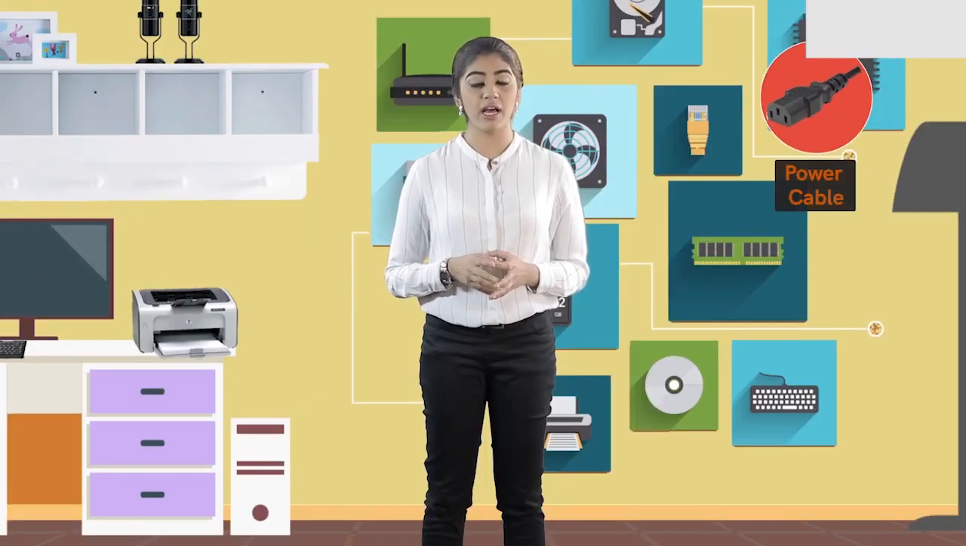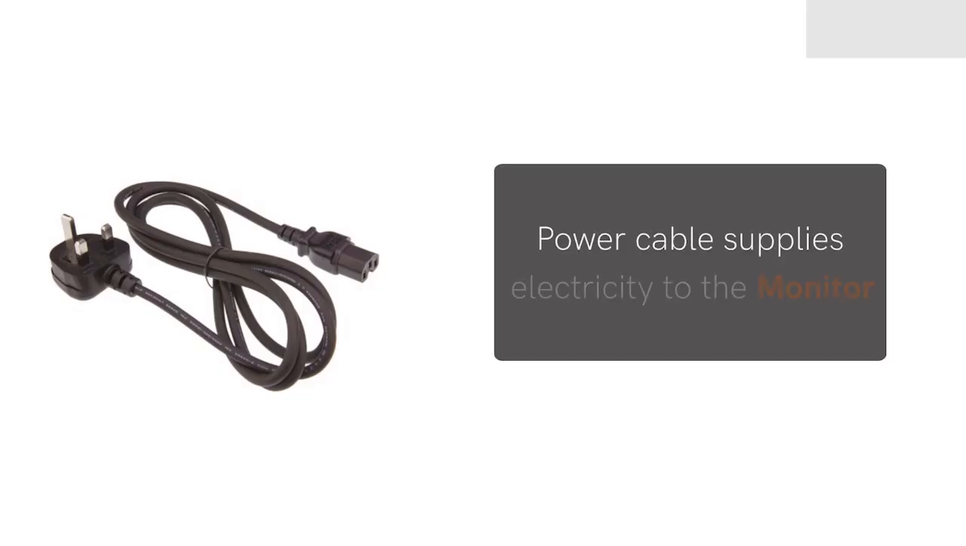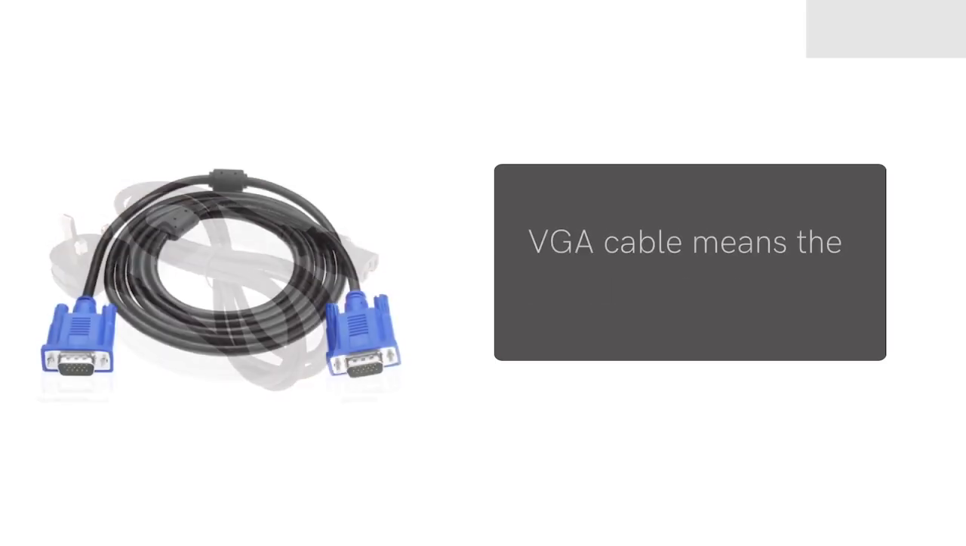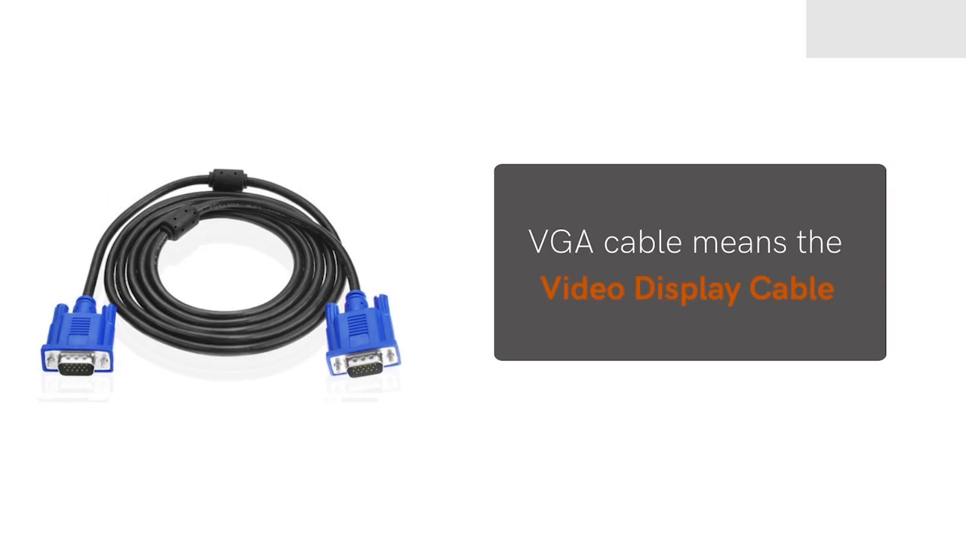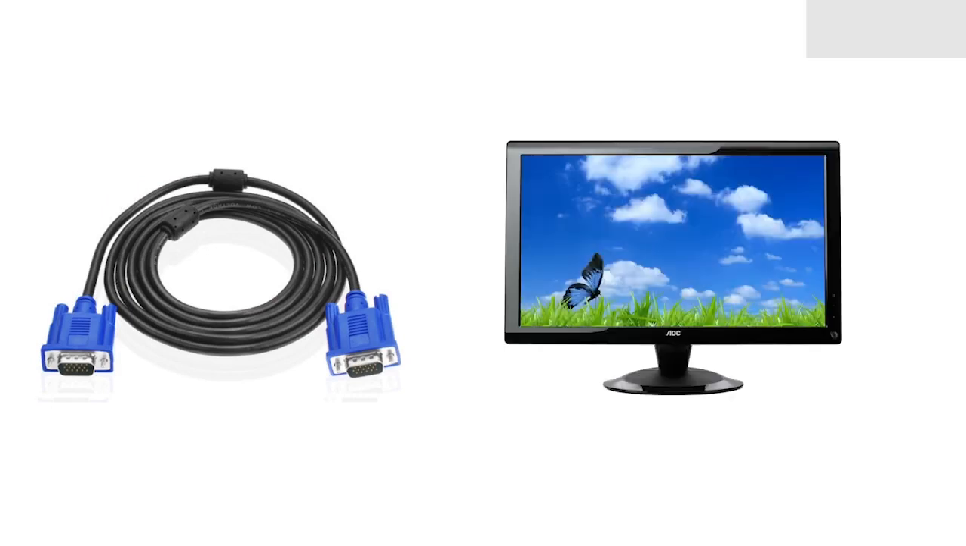Monitor has 2 cables. Number 1, power cable, and number 2 is VGA cable. Power cable supplies electricity to the monitor. When we power on a computer, this cable carries the electric signal to the monitor. VGA cable means the video display cable. As we mentioned earlier, monitor is an output device. The VGA cable helps to send the output to the monitor, which in turn gets displayed on the monitor.